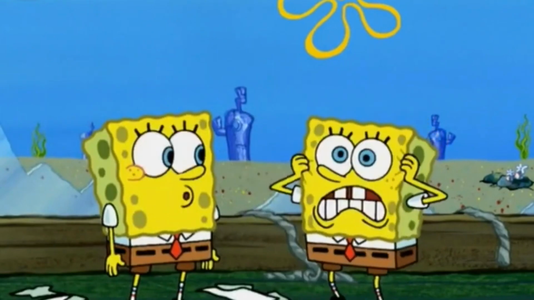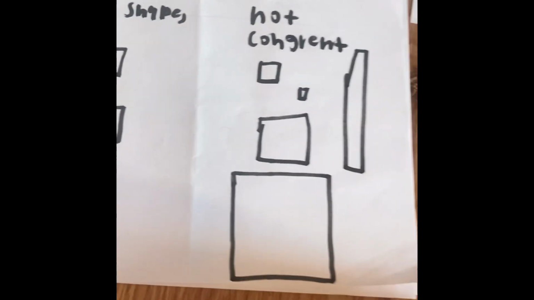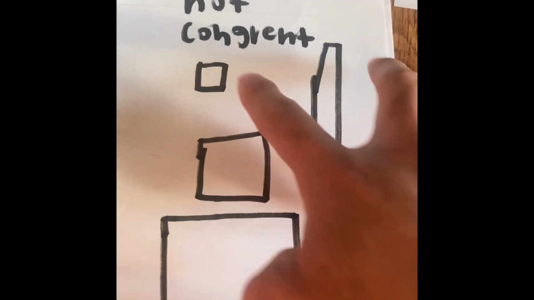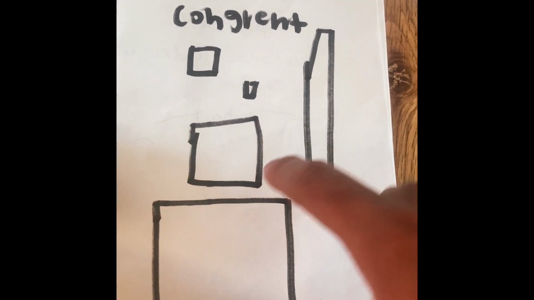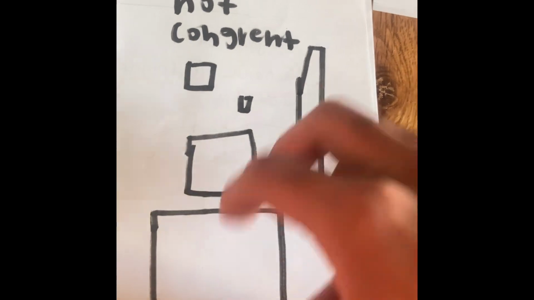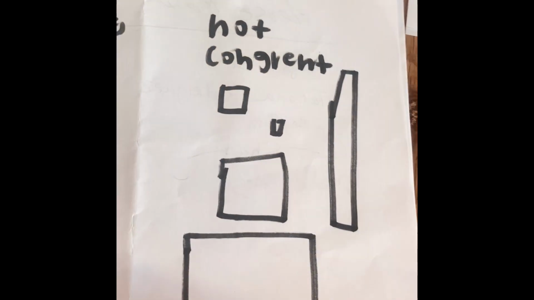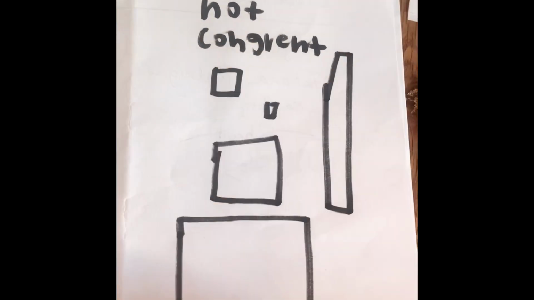These ones are not congruent because even though they may be the same shape, they have different sizes by length and by area. So that's why this is not congruent.